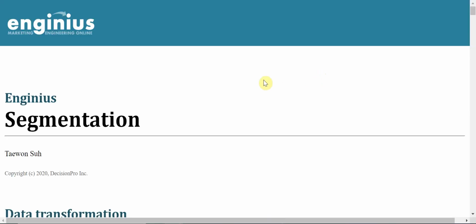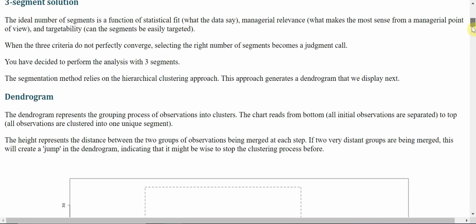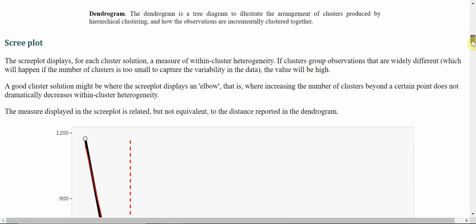Show report. So we can see the report. There are a lot of different elements in this result, but for this introduction session, let me explain 2 tables.